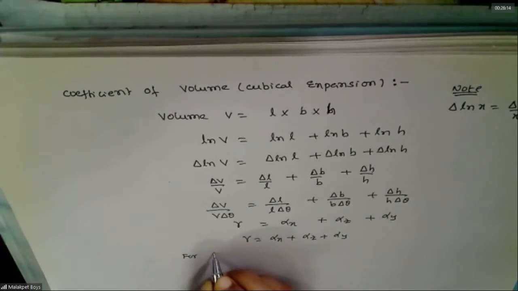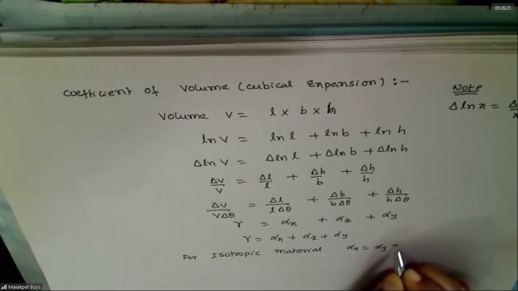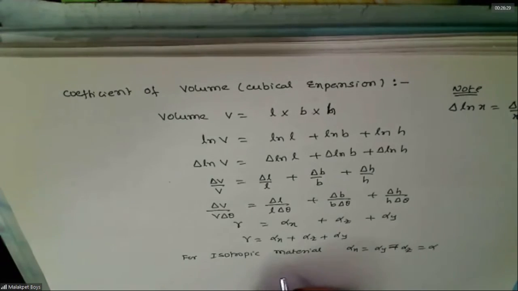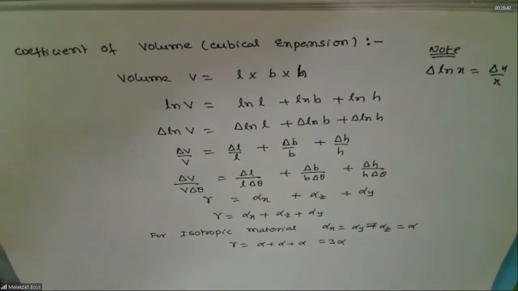Now for an isotropic material, alpha x equals alpha y equals alpha z. So gamma will be 3 alpha. Follow this. Is it clear? That is gamma, sir.